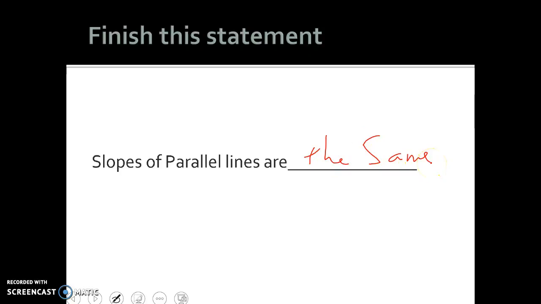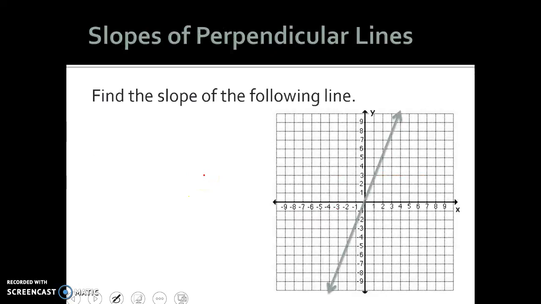So you want to make sure you have that in your notes. If you have two lines that have the same slope, that means they must be parallel to each other. So let's take a look at different types of lines. Let's see if we can figure out what the slope of this line is.